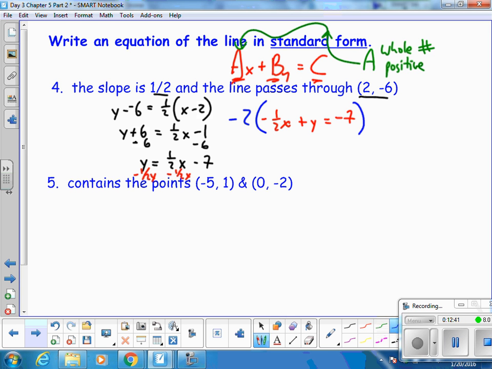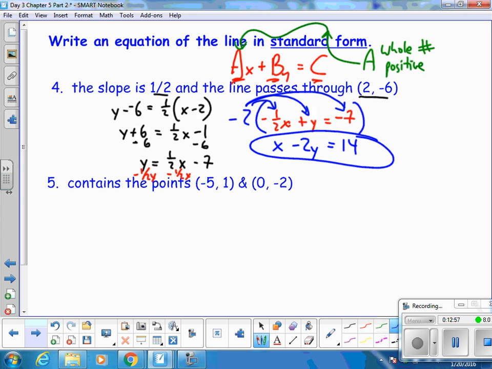Make sure I distribute everything and keep track of the negatives. Negative 2 times negative 1/2 x is just going to give me x. Negative 2 times y is going to be negative 2y. And then negative 2 times negative 7 is going to be 14. There's my equation in standard form when given the slope of 1/2 and the line passing through (2, negative 6).